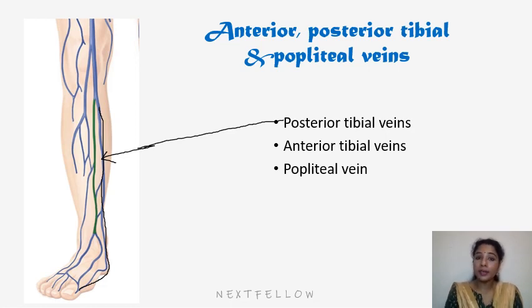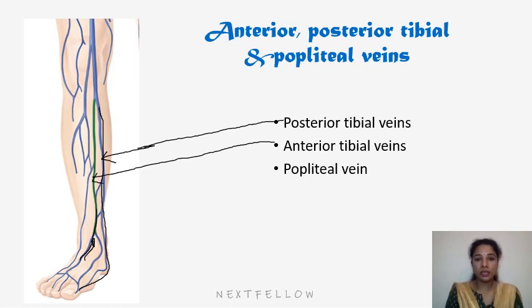Next, about the anterior tibial vein. The anterior tibial vein is the continuation of venae comitantes of dorsalis pedis artery. Venae comitantes means instead of a single vein, there will be two veins on each side of an artery. So dorsalis pedis artery contains venae comitantes here, the two small veins. They continue to form the anterior tibial vein, which is represented in green color here. So this is the anterior tibial vein.